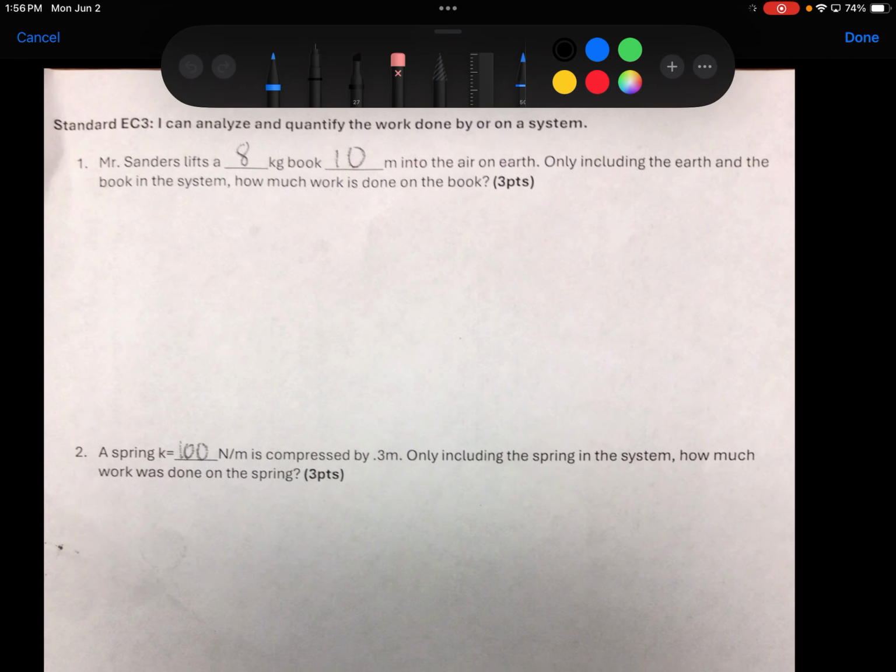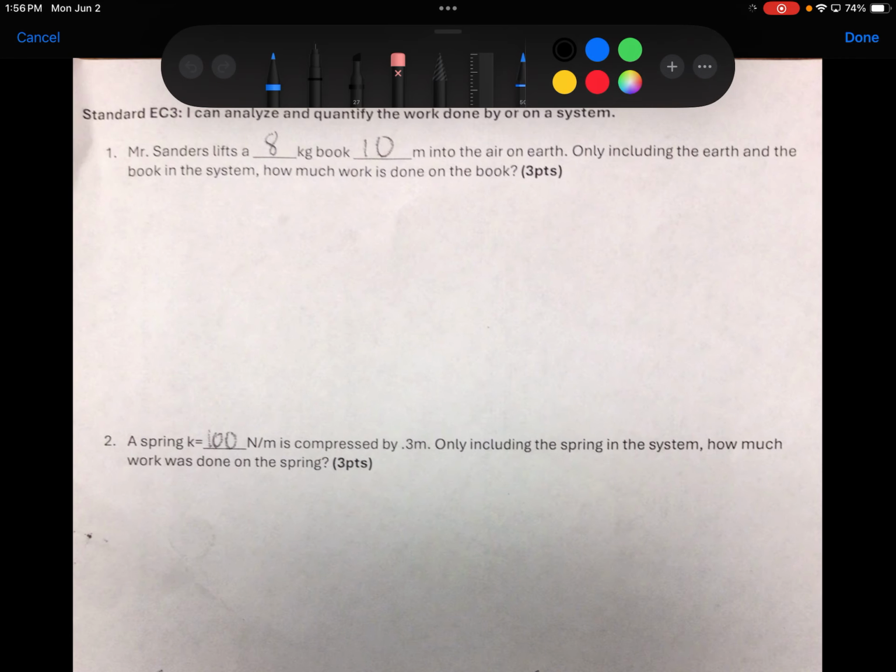Okay. So, Mr. Sanders, listen: a blank kilogram book is lifted blank meters into the air on Earth, only including the Earth and the book in the system. How much work is done on the book? Let's do an LOL.